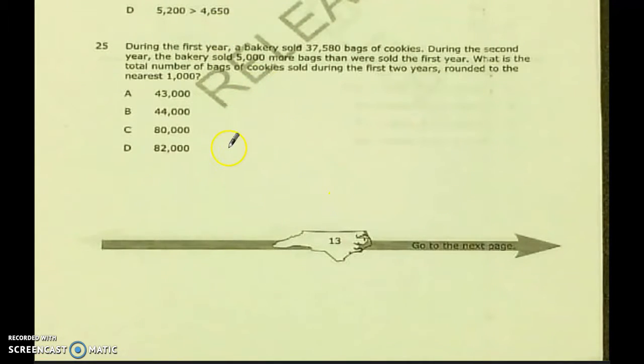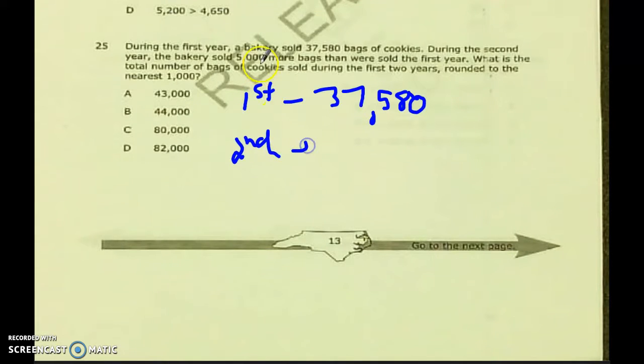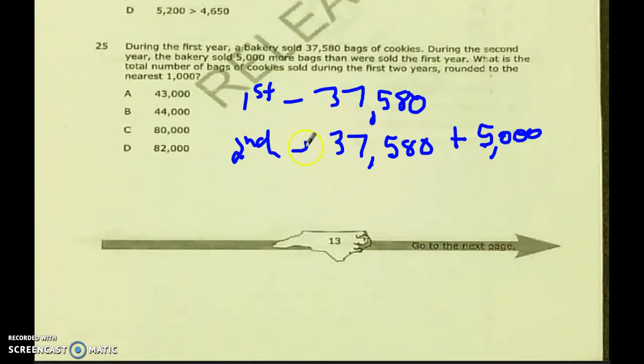25. We've had this one before. The bakery sold 37,580 bags of cookies in the first year. So again, my information in the first year, I want to label that 37,580. During the second year, the bakery sold 5,000 more than the first year. So I'm going to need the first year's amount plus 5,000 more. Okay. That's how I'll get the second year.